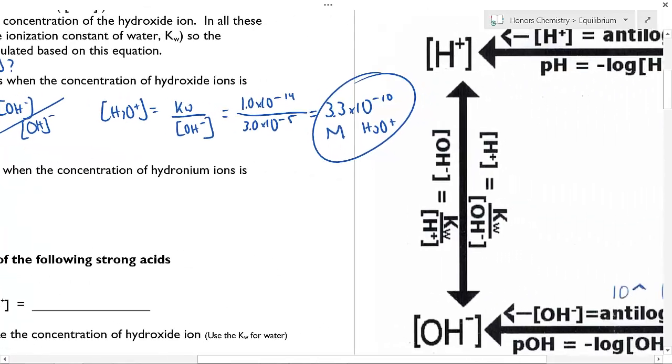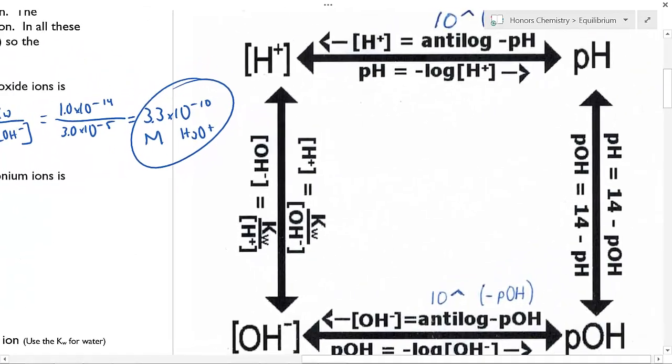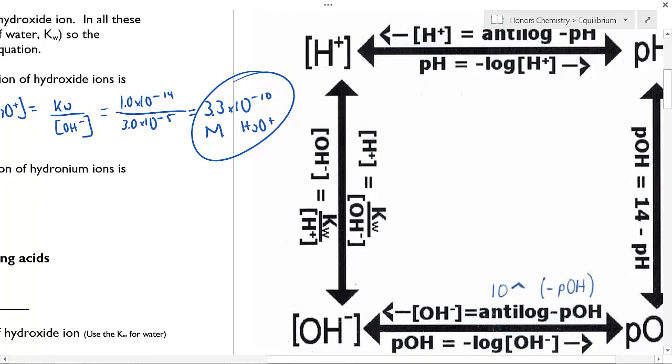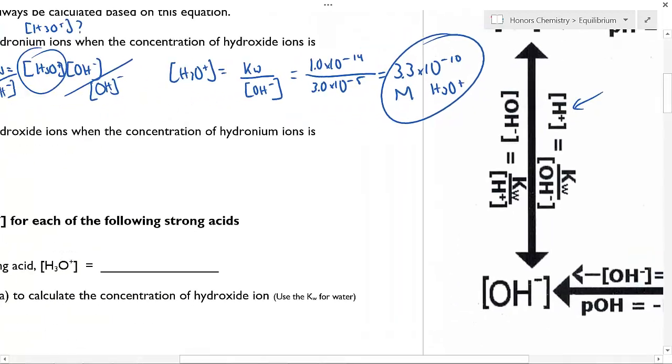Now notice I have this little thing here. If you want to go from H plus to OH minus, and this is available on Haiku, notice I have the different equations to go back and forth. The one we just derived is right here. And then if you want to go back the other way, you could just use the other version of that one. So that would be a helpful table.